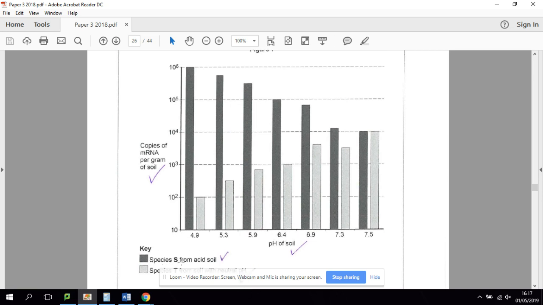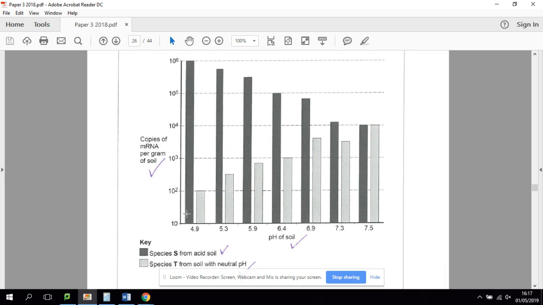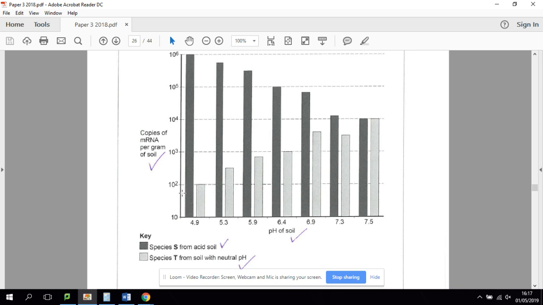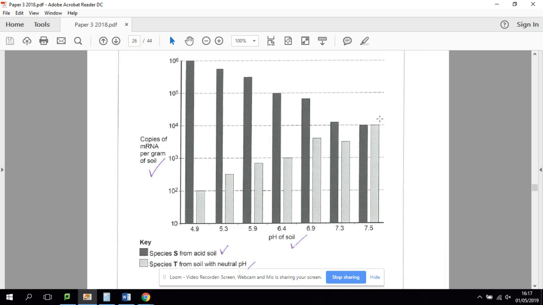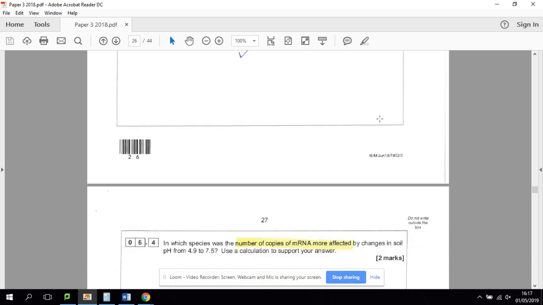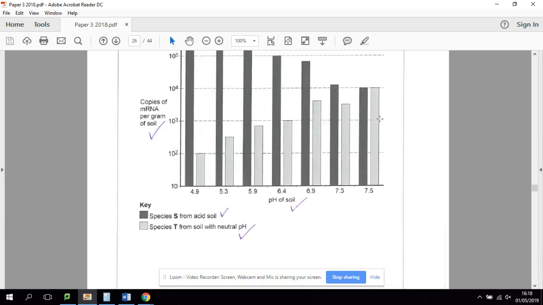Okay, so for species S, look, we've got a decrease from 10 to the power 6 to 10 to the power 4. Then for species T, an increase, from 10 to the power 2 to 10 to the power 4. So what was the question then? They're asking you in which species the number of copies is more affected by the changes in pH from 4.9 to 7.5, and to use calculations to support this answer.